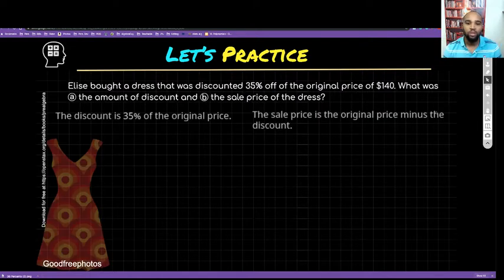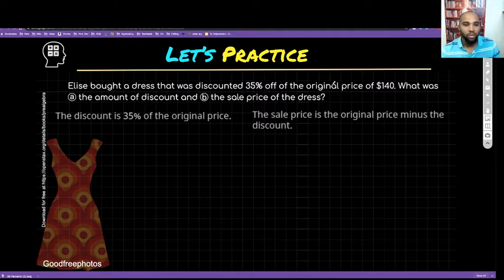We know how to do that. But what if we included a percent here? Elise bought a dress that was discounted 35% off the original price of $140. What was the amount of the discount? And then what's the sale price of the dress? So first, let's find out how much money is 35% off of $140 and take it off of $140, so we can find out the final sales price. So the sales price is the original price minus the discount.